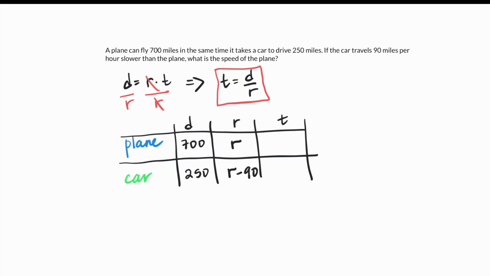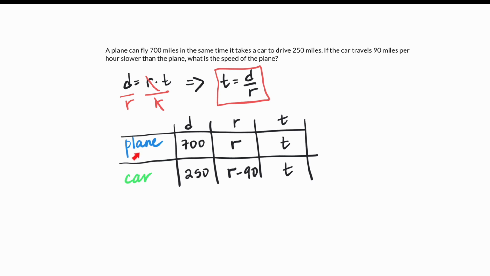I have zero information about the time. All I know is that it takes the same amount of time for the plane to travel 700 and for the car to travel 250. So I don't have a number. I'm just going to use t for both, but I'm using the same letter because I know it's the same exact time. Now I will write this formula that I have in the box.